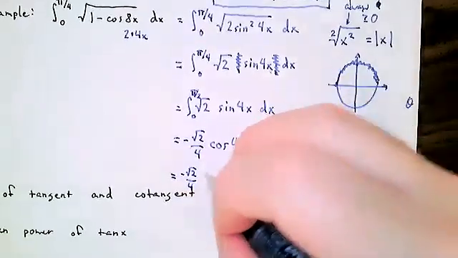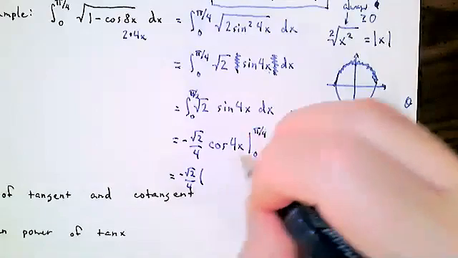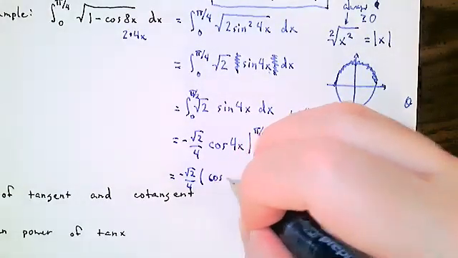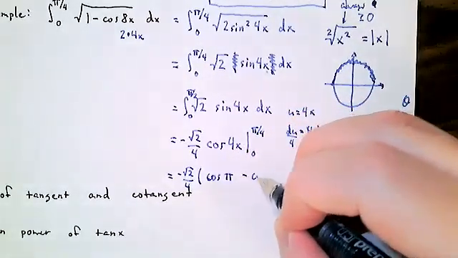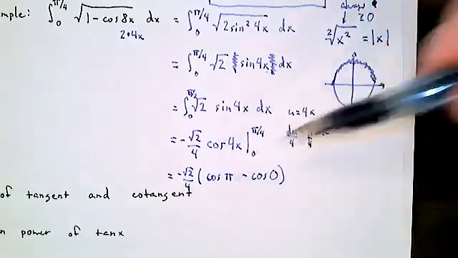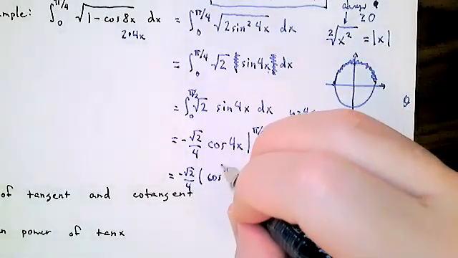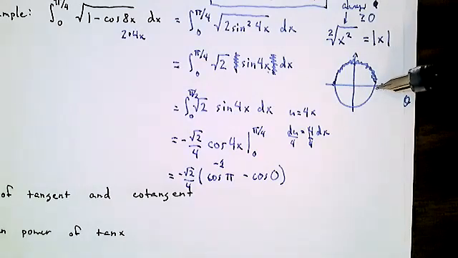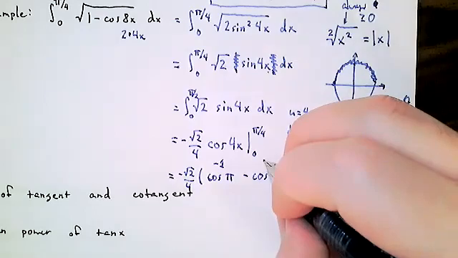Let's leave this constant on the outside. We need cosine of 4 times pi over 4. That's cosine of pi. And we subtract cosine of 0. Cosine of pi, that's the x coordinate over here, remember? So that's minus 1. And then cosine of 0 is the x coordinate over here on the unit circle. So that's positive 1.